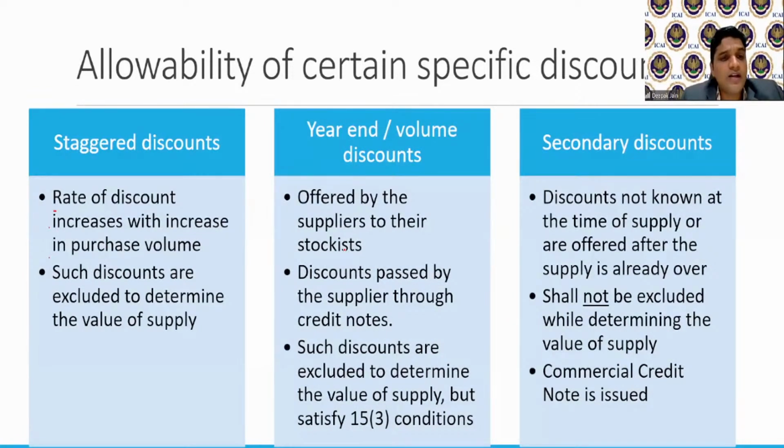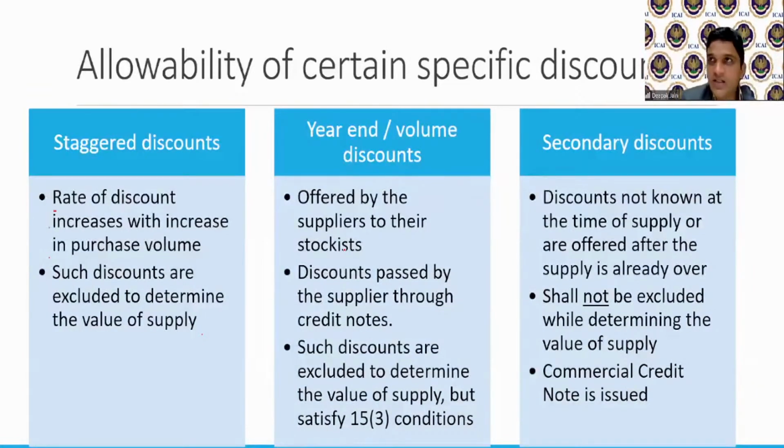Now, such discounts are excluded when determining the value of supply, which means I had agreed that if you make more purchases, you do more volumes of purchases, I will give you a better discount. If you buy 50,000 quantity of goods, I'll give you 5%. If you buy 1 lakh quantity of goods, I'll give you 20%. So it's staggered: up to 10,000 it is 5%, 10 to 20,000, 15%, 15 to 20,000, 30%. So these are the various kinds of discount which can be given.